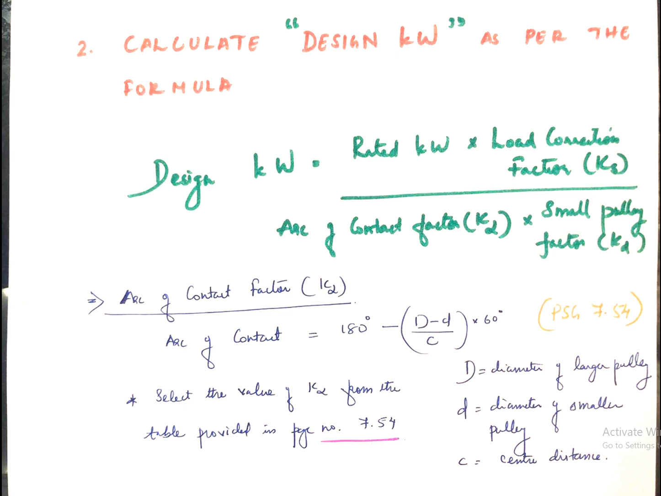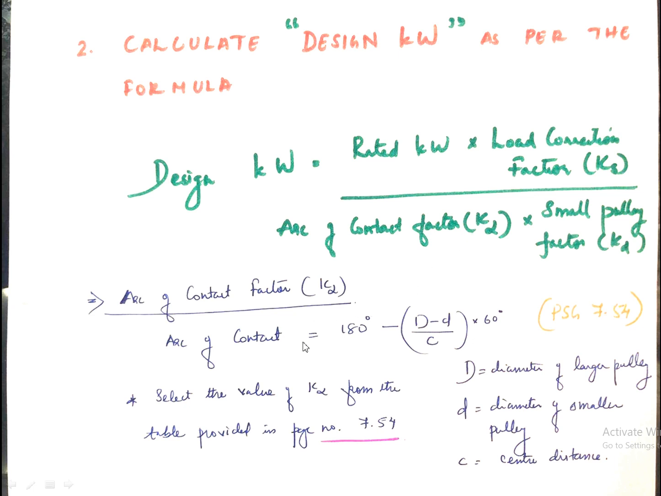Now, the rated kilowatt is the power to be transmitted. It will be given in the question, the standard power which is to be transmitted in kilowatt, is the rated kilowatt. Now the second value is the arc of contact factor. To determine this arc of contact factor, all you need to find is the arc of contact first of all. Once you find the arc of contact, you can find the arc of contact factor.